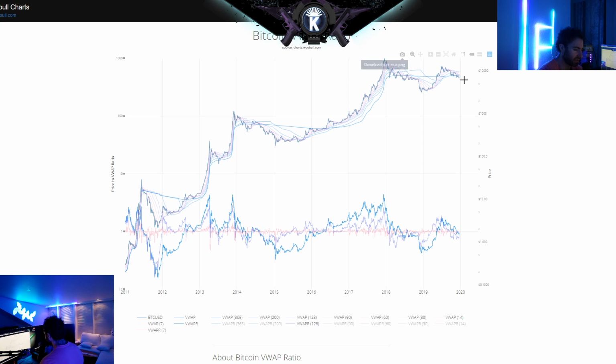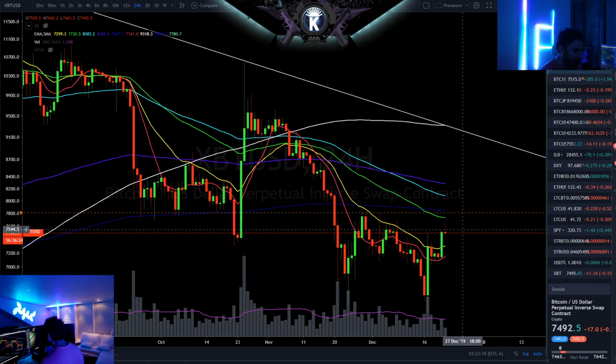Let's go check out the Bitcoin VWAP ratio, do the daily dues on this one. We have actually not seen an update just yet, so unfortunately the read here is not going to be any different than what we saw yesterday, so it's unfortunately unhelpful right now.